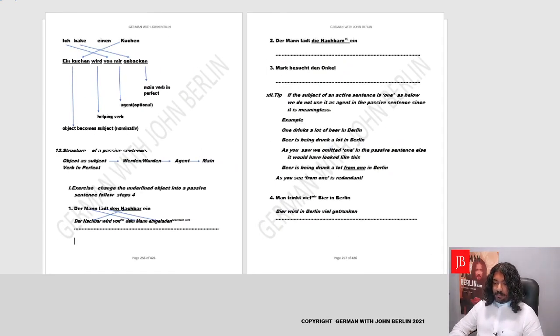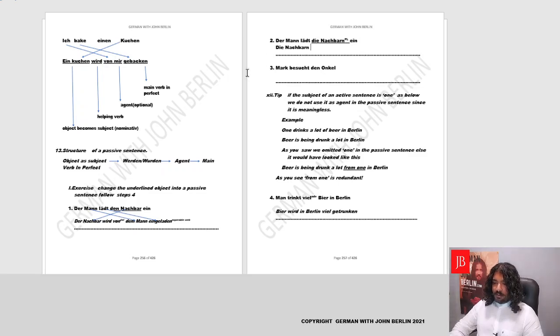Now, let's look at more sentences here. The man invites the neighbors, in the plural. So basically we'll follow the structure. First, we'll change the object of the sentence, who invites whom, into the subject. That means die Nachbarn accusative will become die Nachbarn nominative. Though it looks the same. Der, die, das, die, den, die, das, die. Both have the same die.